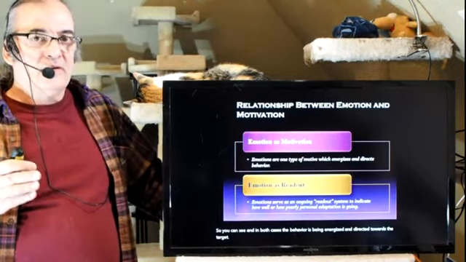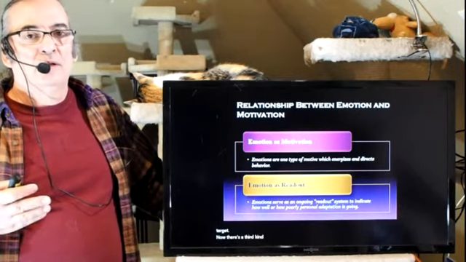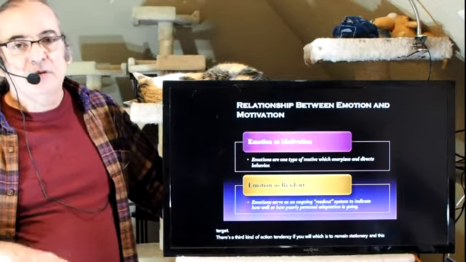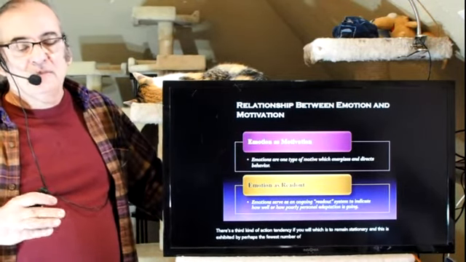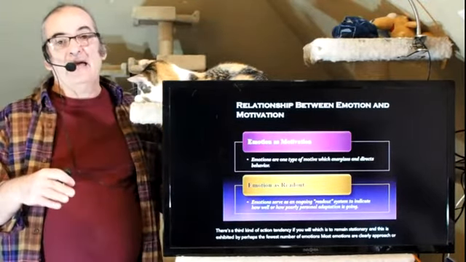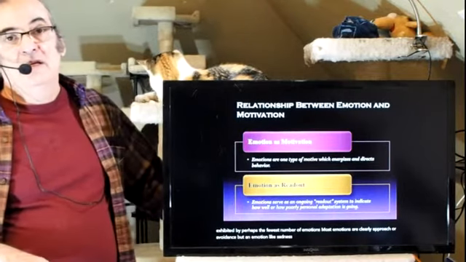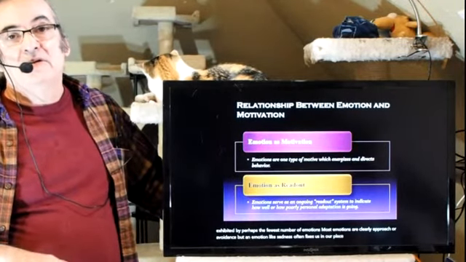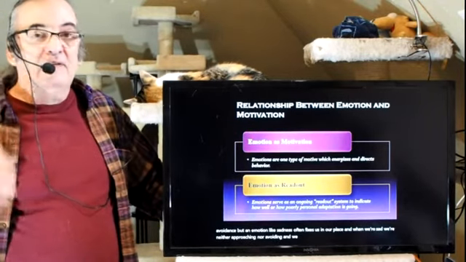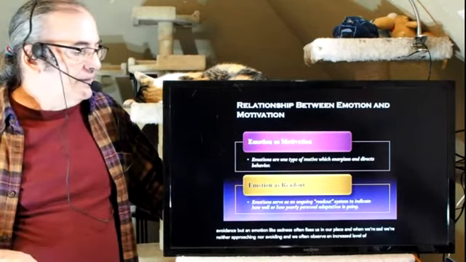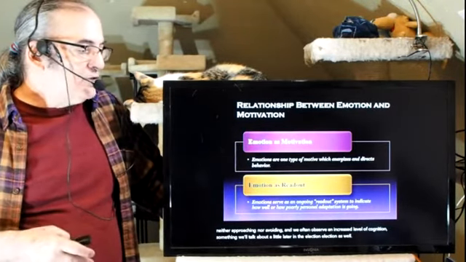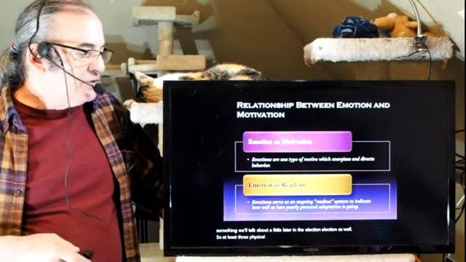Now, there's a third kind of action tendency, if you will, which is to remain stationary. And this is exhibited by perhaps the fewest number of emotions. Most emotions are clearly approach or avoidance. But an emotion like sadness often fixes us in our place. And when we're sad, we're neither approaching nor avoiding, and we often observe an increased level of cognition, something we'll talk about a little later in the lecture as well. So at least 3 physical possibilities are motivational properties of emotion.